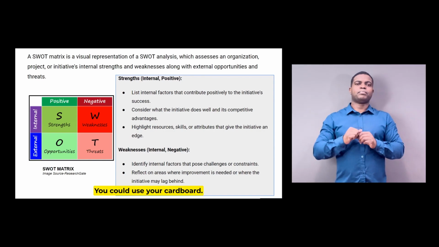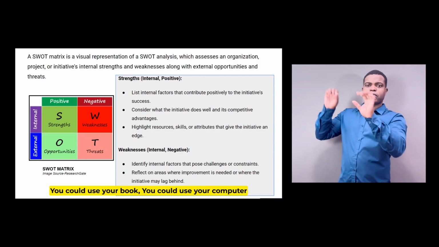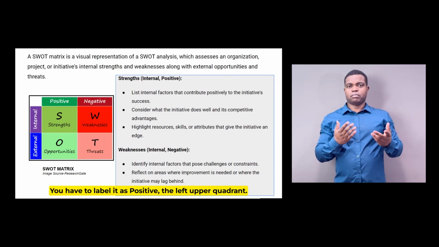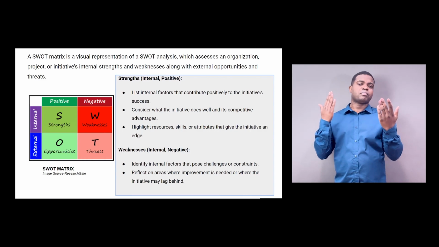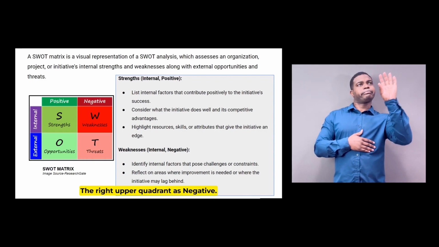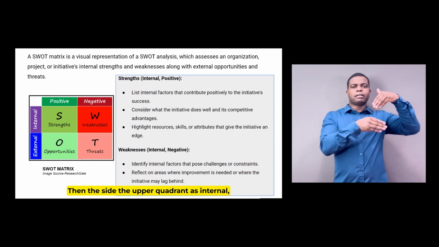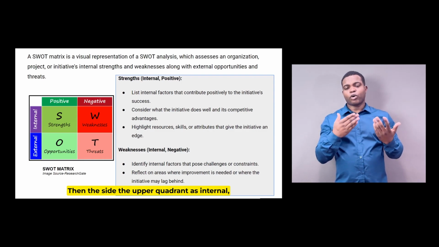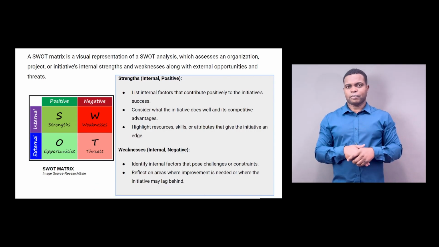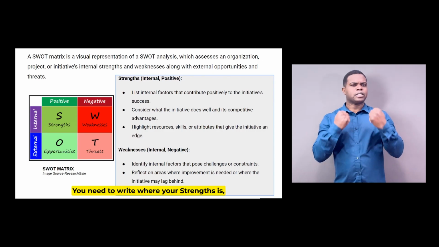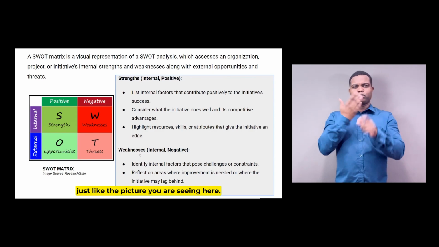You could use your cardboard, you could use your book, you could use your computer to do that. You have to label it as positive, the left upper quadrant, the right upper quadrant as negative, then the side, the upper quadrant as internal, the lower quadrant as external. Now you need to write where your strength is, just like the picture you are seeing here.